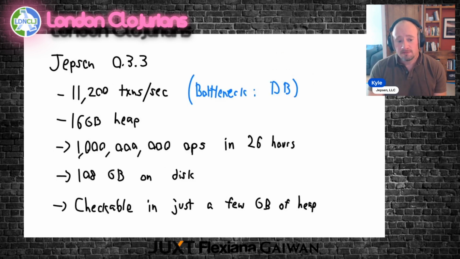Jepsen 033 tops out in this particular workload at 11,200 transactions per second. The bottleneck is no longer Jepsen, it's the database. The actual generator is more than capable of going to 50,000 a second and above. That same 16 gig heap, no problem running indefinitely. We can do a billion operations, 10 to the ninth. It takes about 26 hours to get there at that rate. Produces 128 or 108 gigabytes on disk, and we can check it in just a few gigabytes of heap thanks to that adaptive self-reference caching system. And the whole thing is highly concurrent.